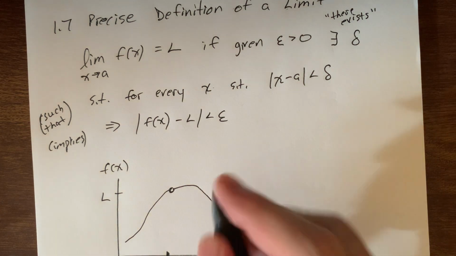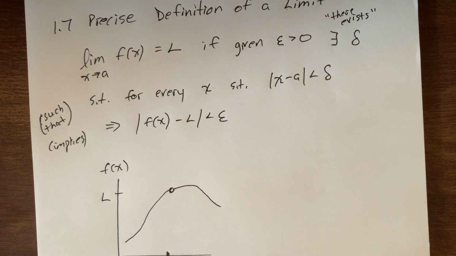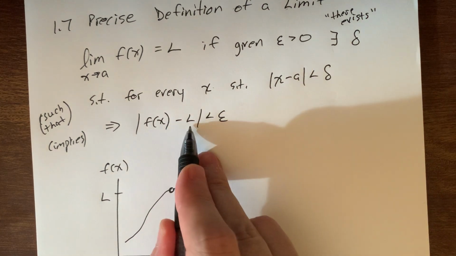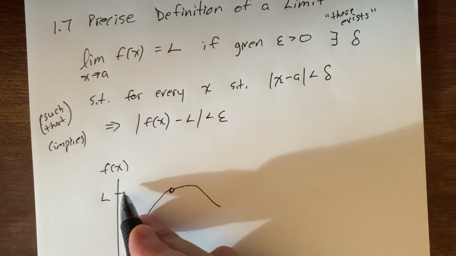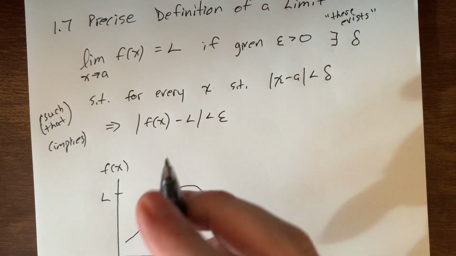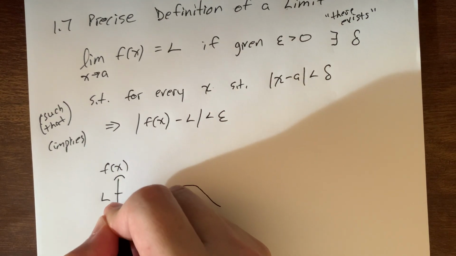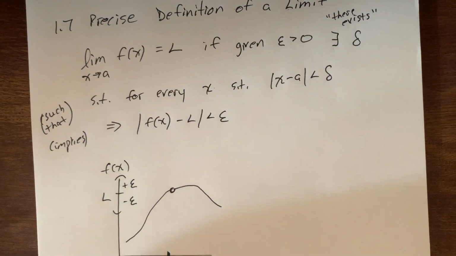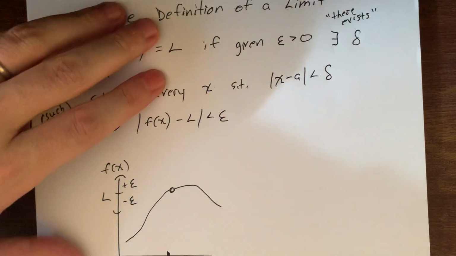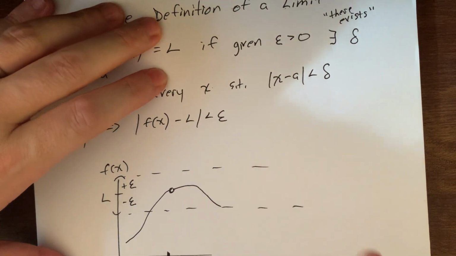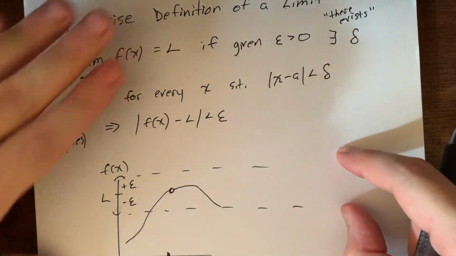So my first challenge, I give you an epsilon value and I make it fairly big. So that for the absolute value of f of x minus L to be less than epsilon, my y value would have to be within a distance of epsilon, going up epsilon and down epsilon. And when I give you that epsilon, what I'm doing here is I'm kind of opening up a tunnel.